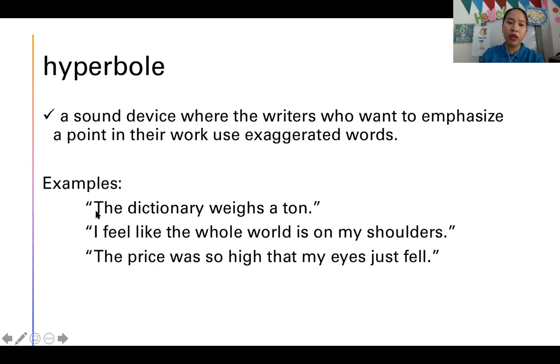The first example is, the dictionary weighs a ton. If you know, a ton is very heavy. Bugat gid kay na siya. So basically, though walay dictionary nga nag-weigh og ton, a ton is a heavyweight. I'm not sure kung unsa kabugat, pero sabi na siya kabugat. Gi-emphasize lang niya kung unsa gid kabugat ang dictionary. Usually, dictionaries are big. Big book din na siya and bugat siya, right? But no dictionary weighs a ton.